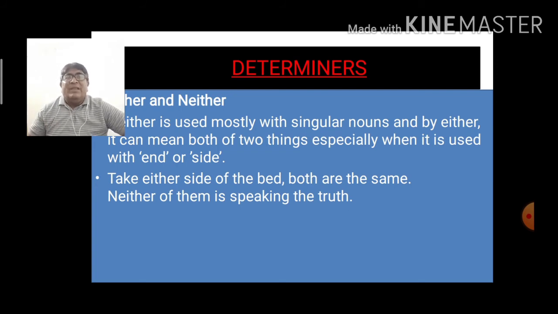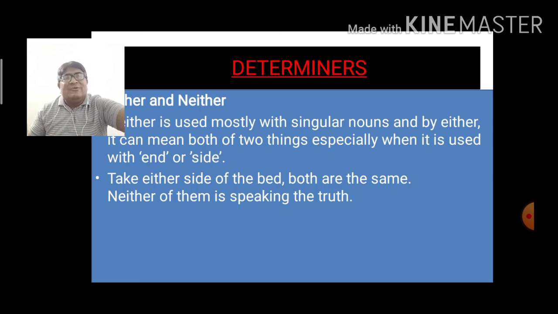For example, take either side of the road, both are the same. So we have to choose any one out of the two. But here, neither of them is speaking the truth means nobody is speaking the truth. That's why neither is used.